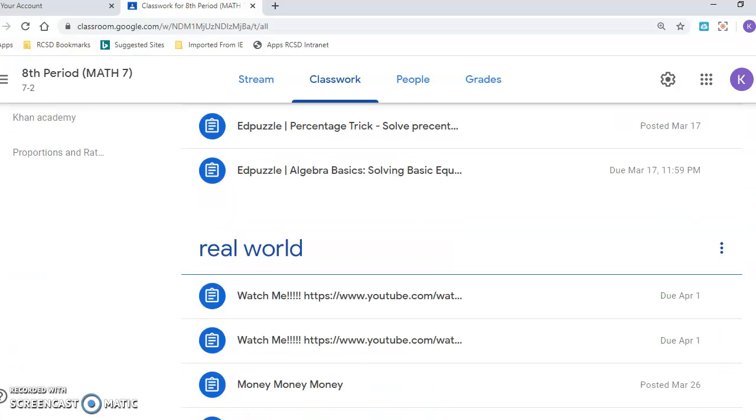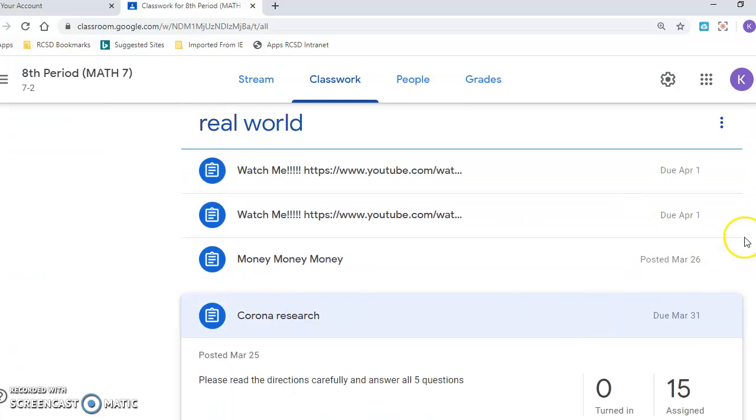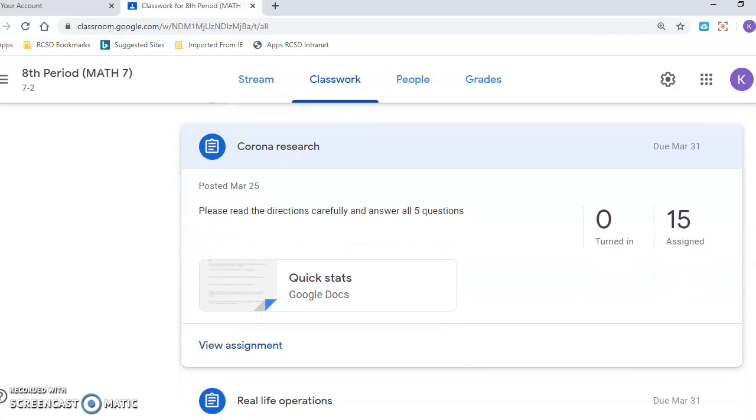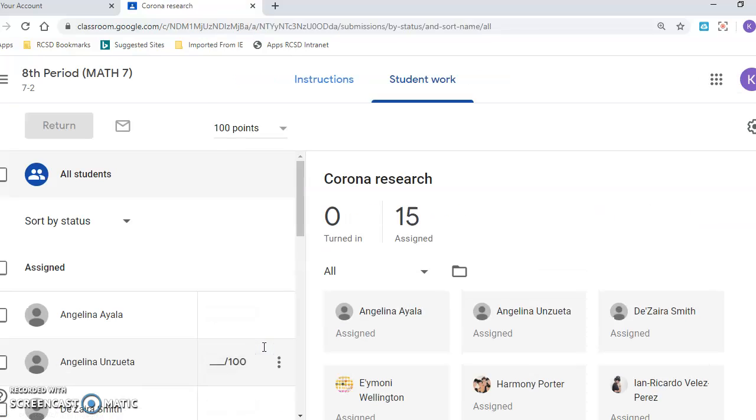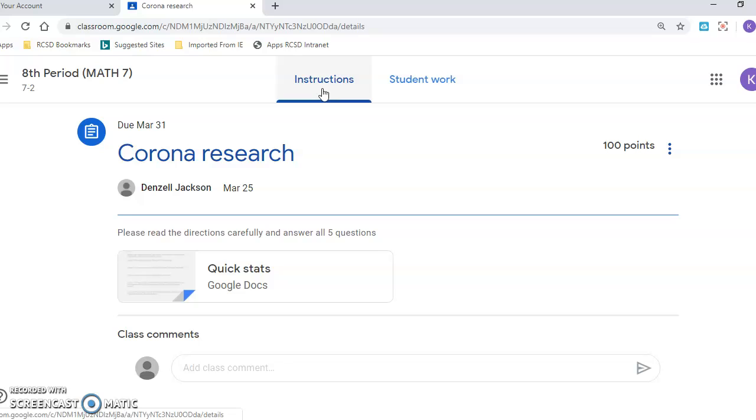So again, the corona research is what I'm going to work on today. Then it shows up, but it only shows me this, so let's click the full view of the assignment. Oh, this is a teacher view that you can't see, but this is what you would see. And then there should be a turn in button down here. Please read the directions carefully and answer all 5 questions. All right, let's get started.